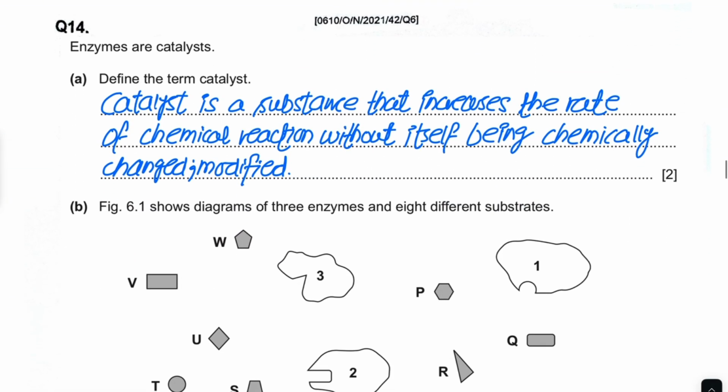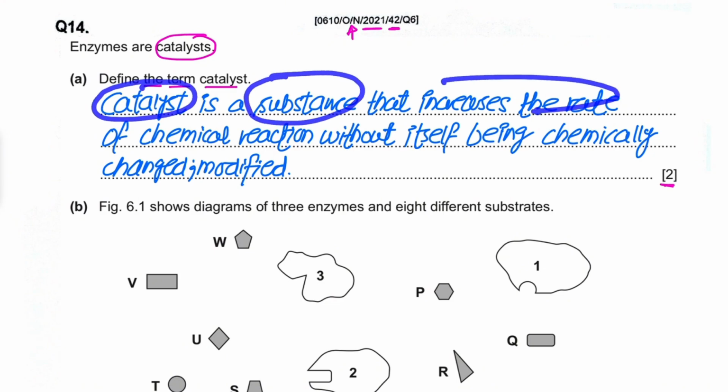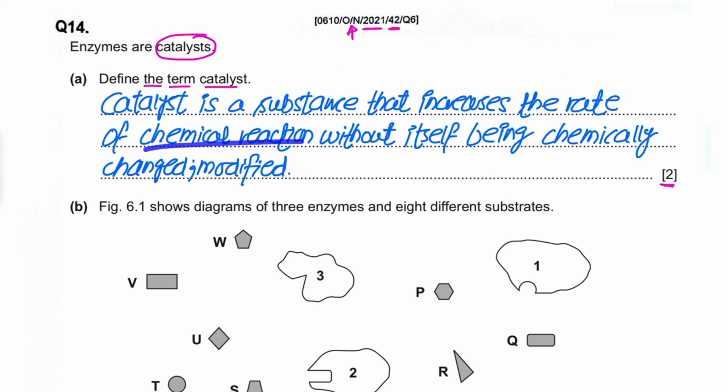Moving onward, this question appeared in 2021 October-November and the variant was 4.2. For the 2 marks, they are saying enzymes are catalysts and they want you to define the term catalyst. So what we would say is that a catalyst is a substance that would increase the rate of chemical reaction, and by doing so, it would itself not be chemically changed or modified.